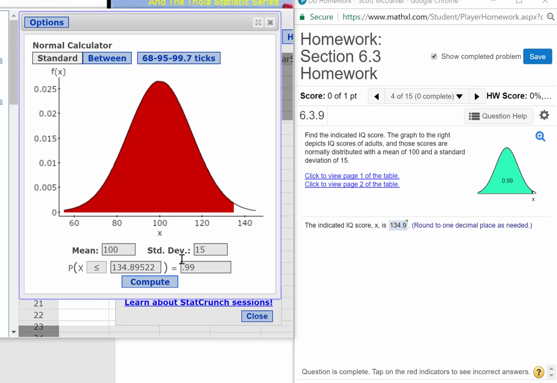So when you're using any of these tools, don't just accept it. Try to use all the tools that are there. Make sure you're looking and observing what's going on. So in this case, we have 0.99 and it's 134 point, and it says to round to one place. Answer's already there, but 134.9.